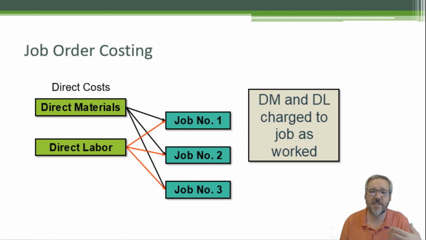As we apply direct materials to job 1, we are going to add the cost of those materials to the cost of job 1. When we add direct labor to job 1, we're adding the cost of that direct labor onto job 1. We're going to do the same thing with job 2. We're going to do the same thing with job 3. But again, these are my direct costs. I can directly trace these costs to these items, whatever they may be. But remember our third component of costing my items. Direct materials, direct labor, I can trace directly to the item.